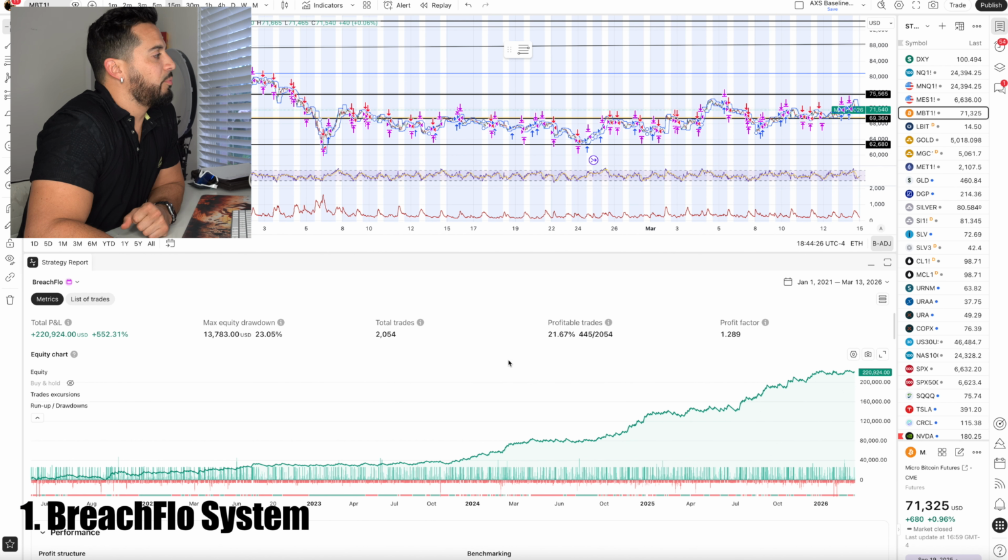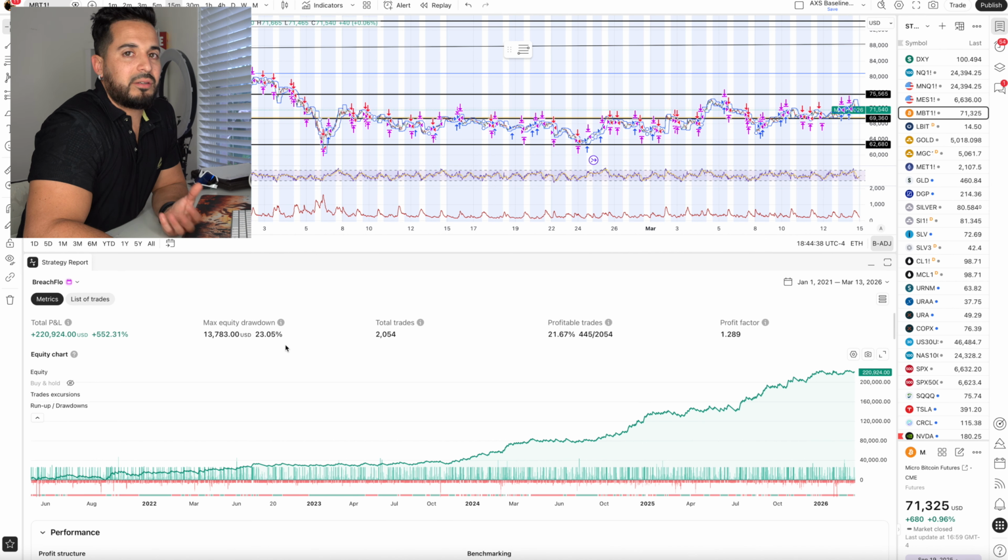All right, so here is our first profitable strategy that we use. This one is called the breach flow, as you can see right here. All of these examples that I'm going to show you are assuming that you started with a $50,000 account, so you can trade this position sizing. This is the farthest back that MBT goes back. It's a micro Bitcoin futures contract, from January 1st, 2021 to March 13, 2026.